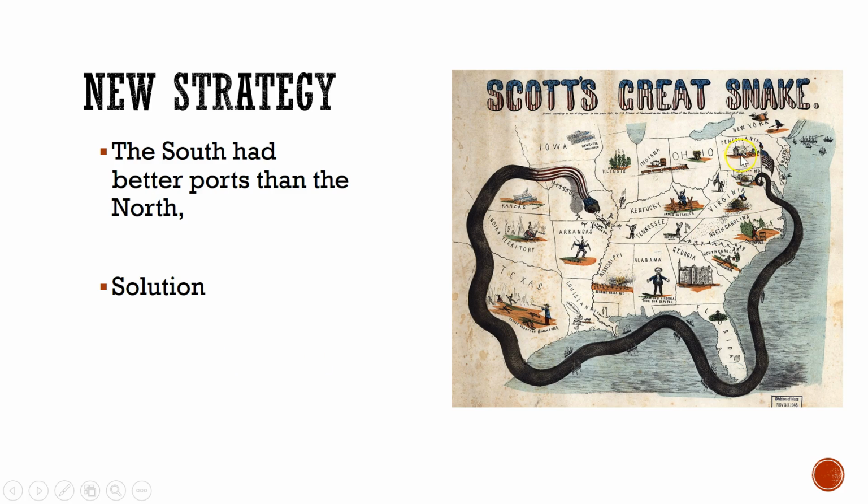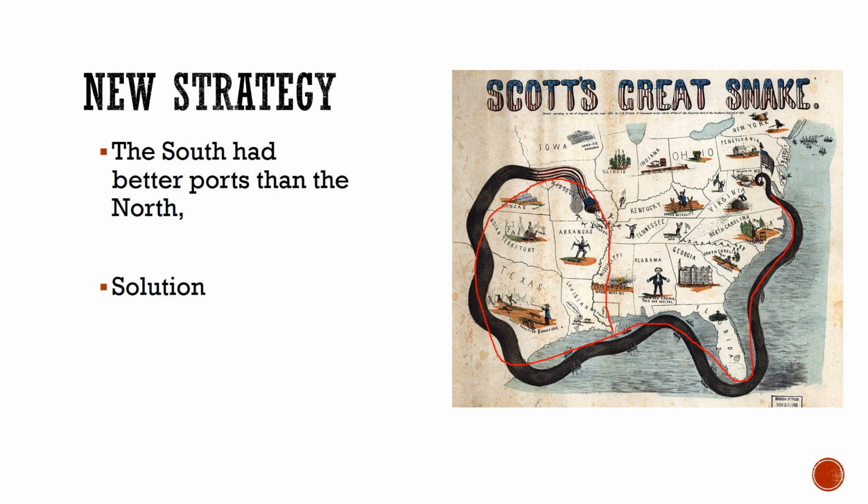So, the main thing about the Anaconda Plan was that, like an anaconda, we have to close the rest of the ports. So, one more time, as you can tell right here, we're closing over here. That means that nobody could go out. And eventually, we go around and we go down through the Mississippi and we cut it in half.